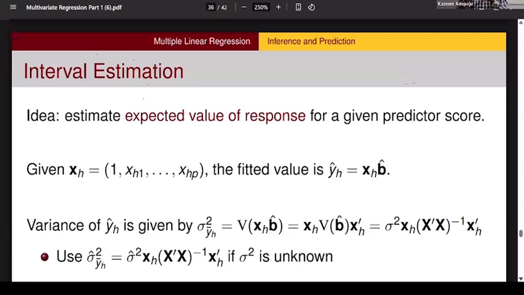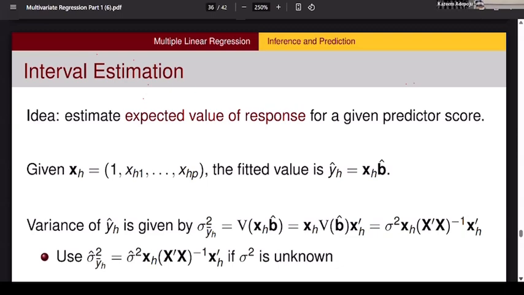Now, the last but not the least, we want to talk about predicting a new observation. But when we're talking about prediction, there are two types of prediction. We have prediction for average, and we have prediction for individual. I'm going to say that again. There are two types of prediction.